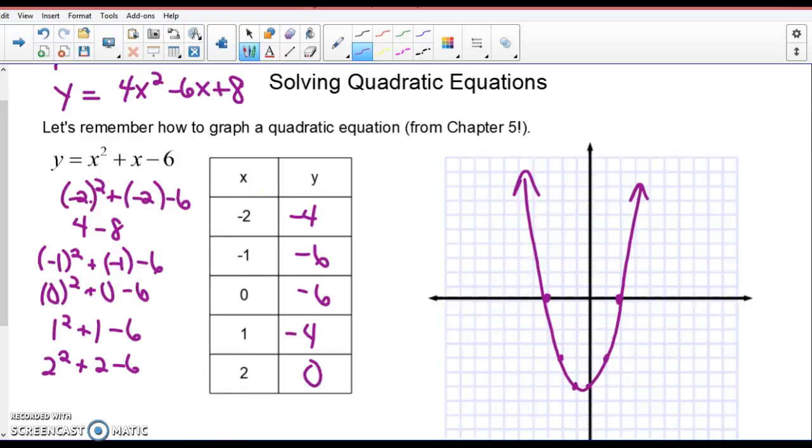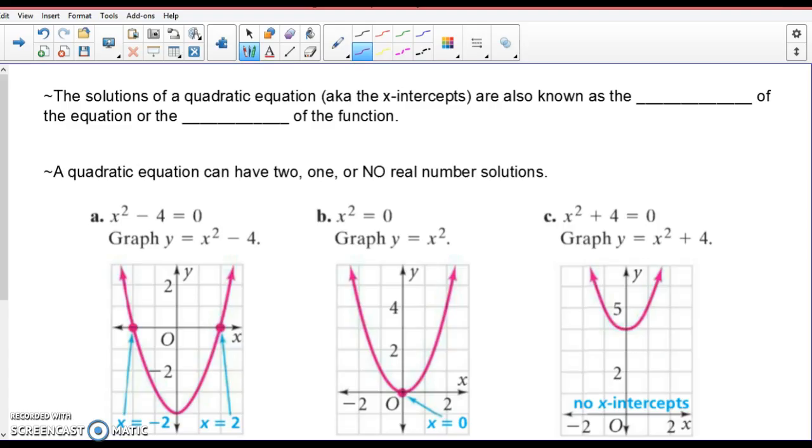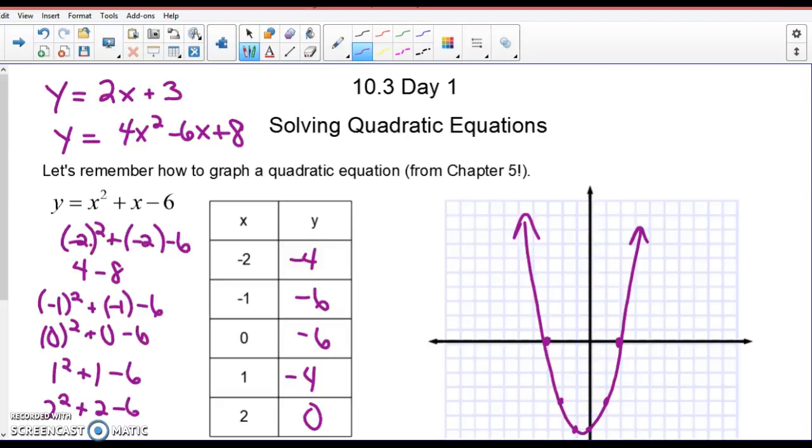A graph of a quadratic is called a parabola. This is a parabola. These are all parabolas. Okay, a linear equation, the graph is a line. A quadratic equation, the graph is a parabola. And a parabola can look like this, or this. It can look like a smile or a frown. It cannot go left and right. It's either a smile or a frown.